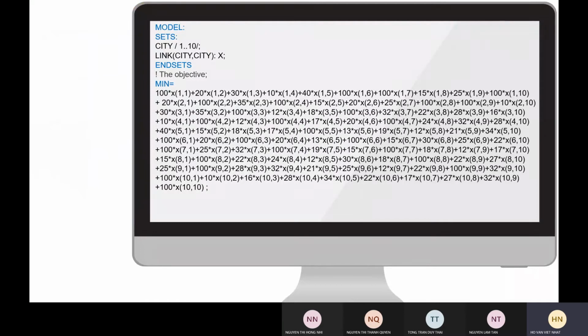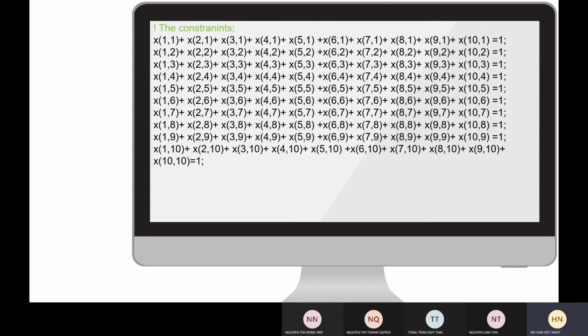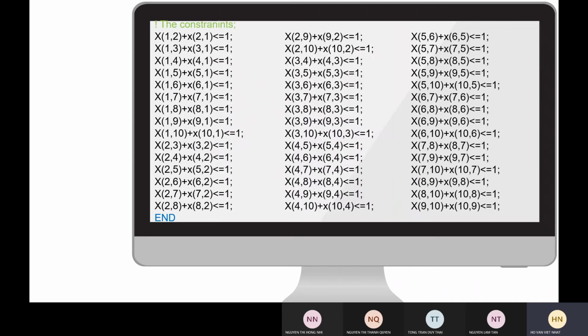First is the objective. We will have the mean of the distance multiplied with the hij. We will have 100 number. The second is the total hij in one row is equal to 1, and we have 10 rows. The same, we have the total hij in one column is equal to 1, and we have 10 columns. And finally is the hij plus xji smaller or equal to 1, and we have 45 constraints here.